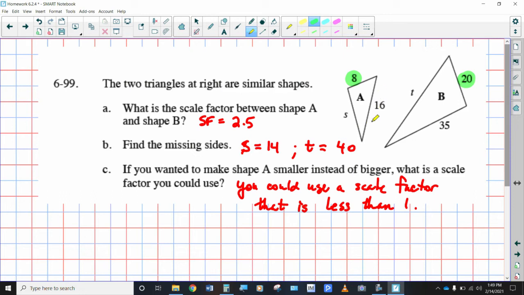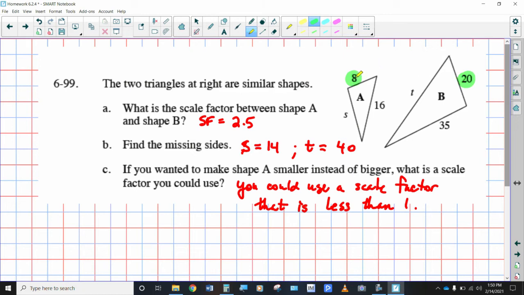This side here is not in the corresponding location of this triangle. This triangle, its shortest side is 20. This triangle, its shortest side is 8. So those 2 sides correspond to each other, and that's how we're going to figure out the scale factor.